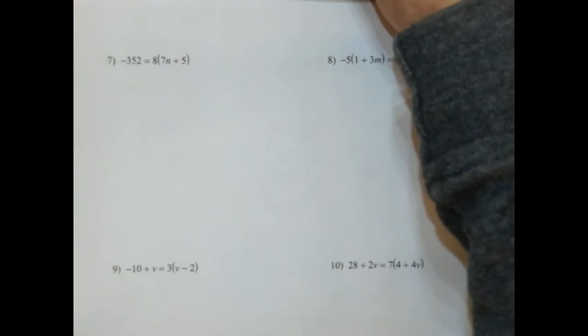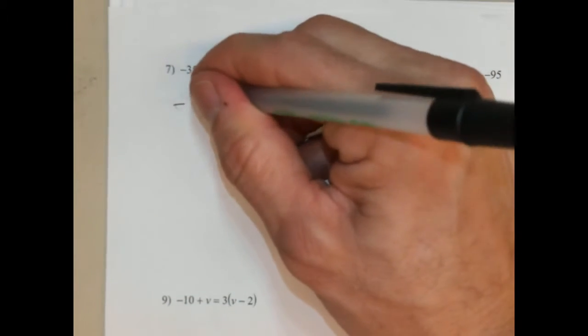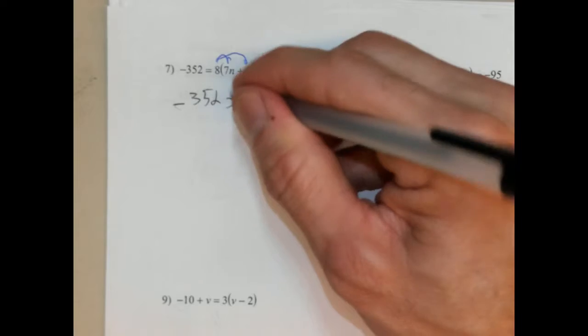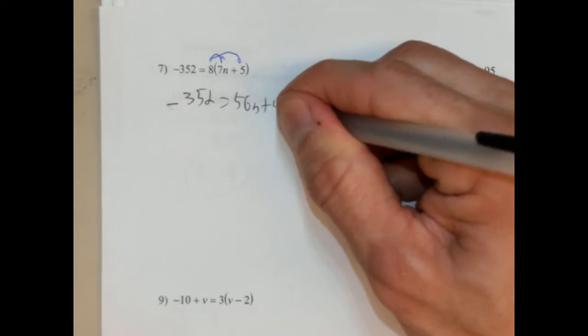Okay. Now these get significantly more challenging here. So we're going to zoom in a little more here. So we're going to distribute these 8. So negative 352 equals 8 times 7n, which is 56n, and 8 times 5, which is 40.